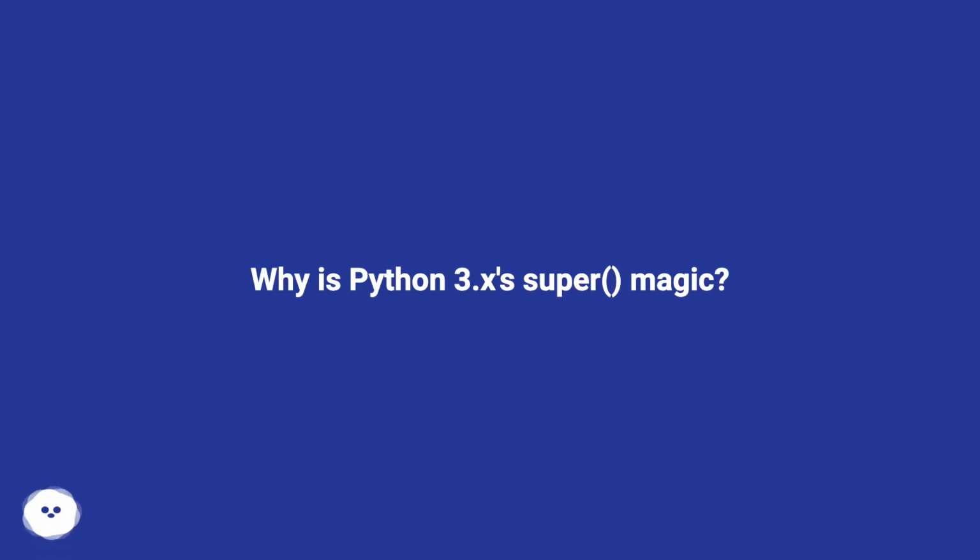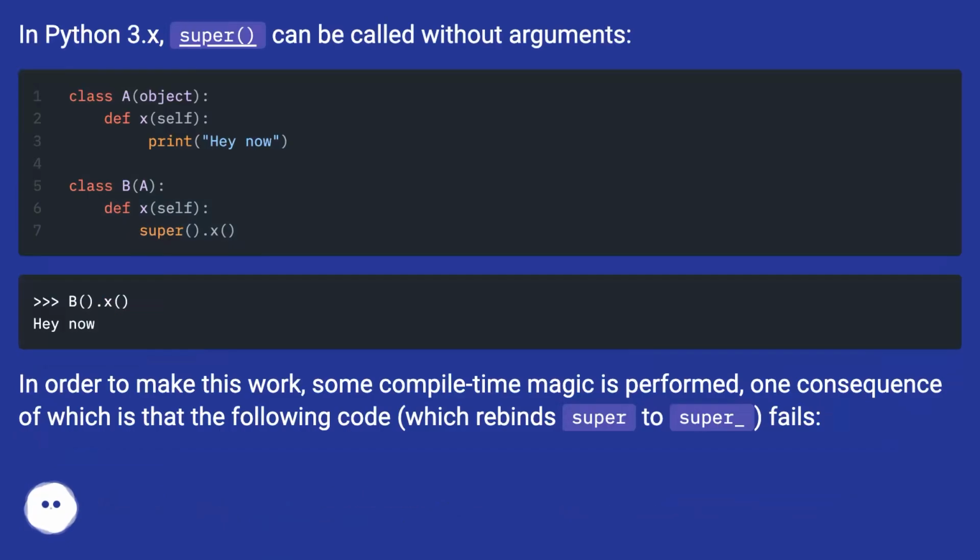Why is Python 3.x's super magic? In Python 3.x, super can be called without arguments. In order to make this work, some compile-time magic is performed, one consequence of which is that the following code, which rebinds super to super_, fails.